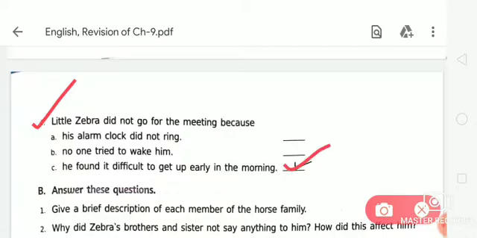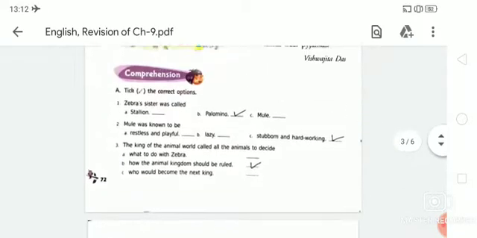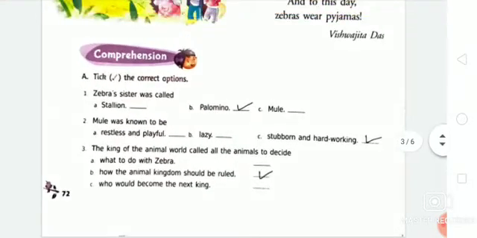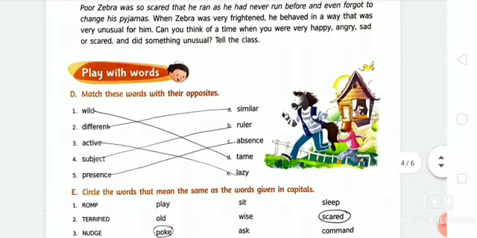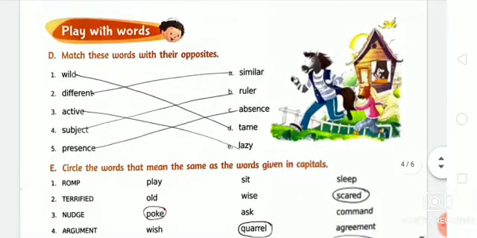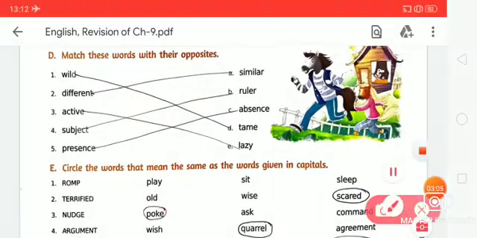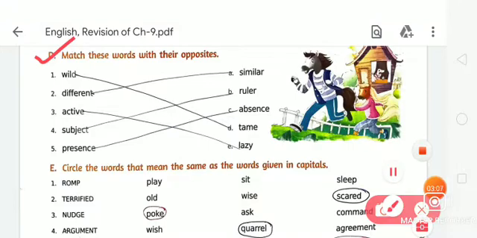Okay students, just like this you have to revise exercise A and also write it down in your practice copy or fair copy. Now the next exercise is exercise D. In exercise D, there is match these words with their opposites. Here we will match the given words with their opposites.